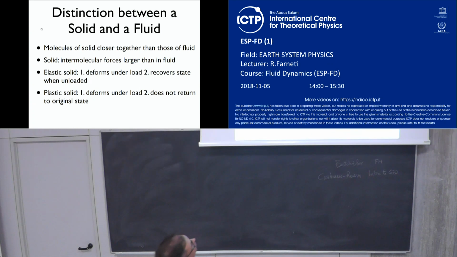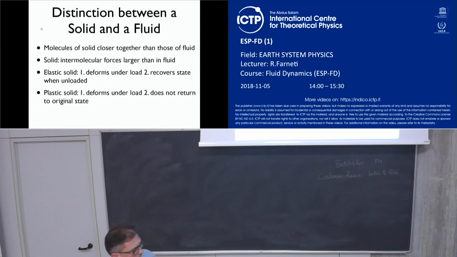So, the distinction between solid and fluid. Why are they so different? Because in a solid the molecules are much closer together than in a fluid. That's structural rigidity. There can be different solids. For example, an elastic solid deforms under a load. Okay, this is not going to deform, but there are some solids that deform under a load, and then they might recover the original state when you take away the force.